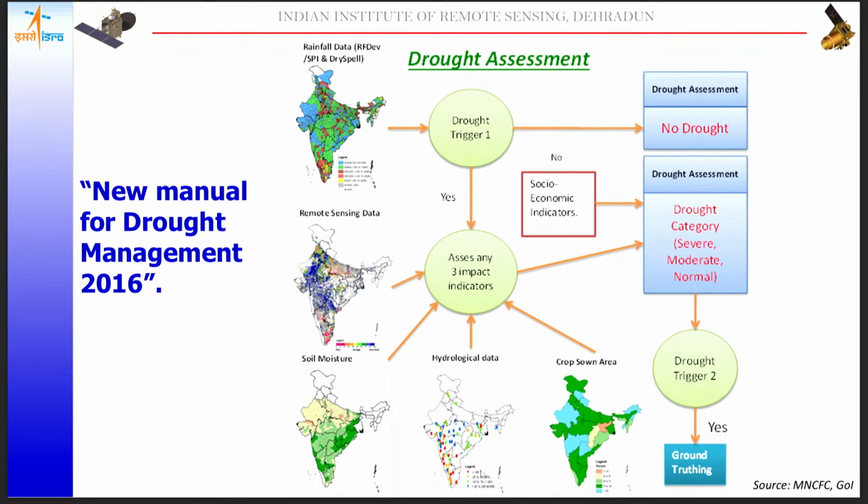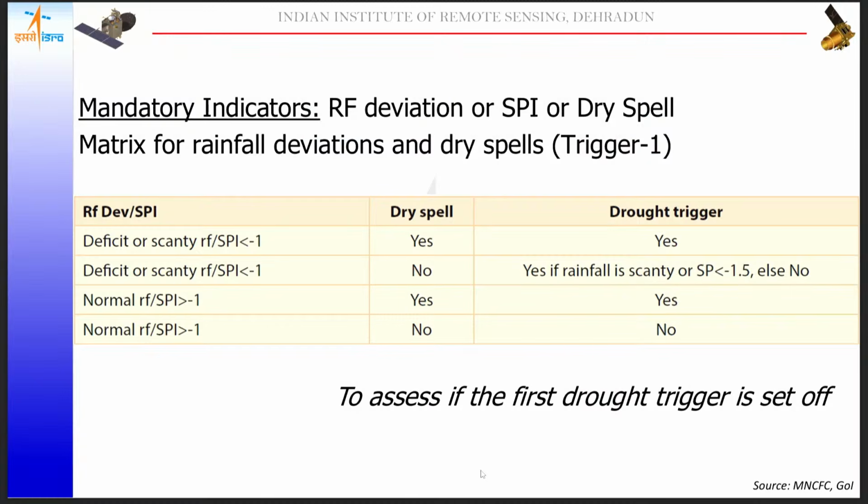So a number of areas may also be affected if normal rainfall is not there in the Kharif season. There will also be a situation of Rabi season drought. So in 2019 they made the amendment and included the Rabi season also. After that, both Kharif season and Rabi season drought assessment and monitoring are done by this MNCFC on a regular basis.